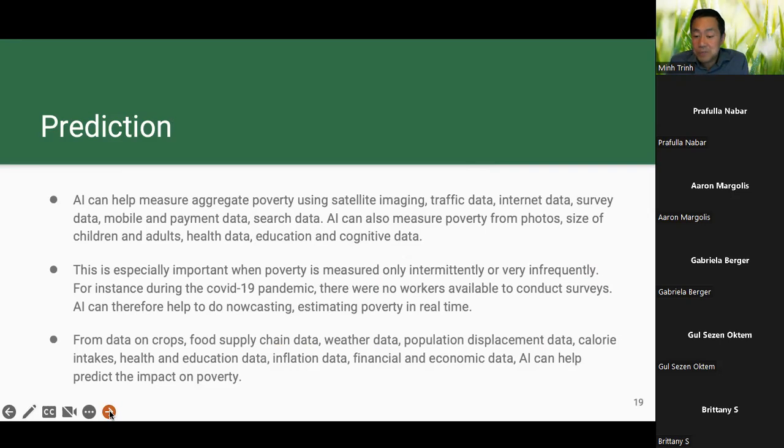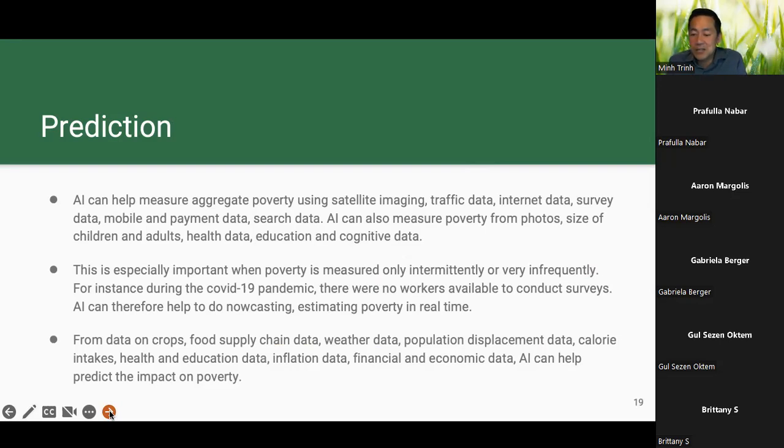Why is it important? Because poverty is not measured in real time. You don't really know if people are poor in real time. Usually we do national surveys, but surveys are done intermittently, only every 5 years, some countries every 10 years. And you have to do it with people; you have to send people into your home. Think about the US census. We don't do it every year because it's very costly.